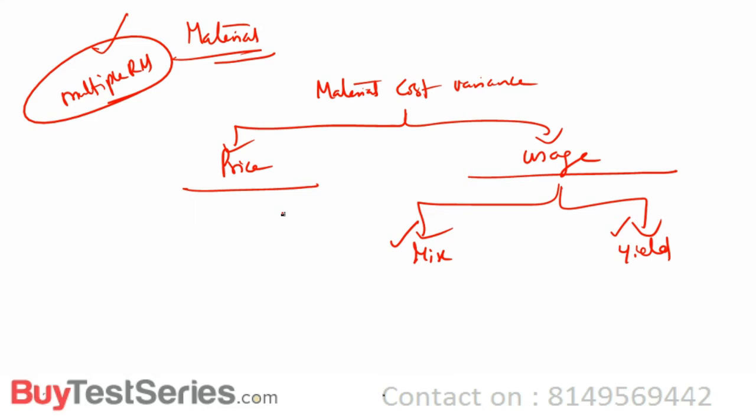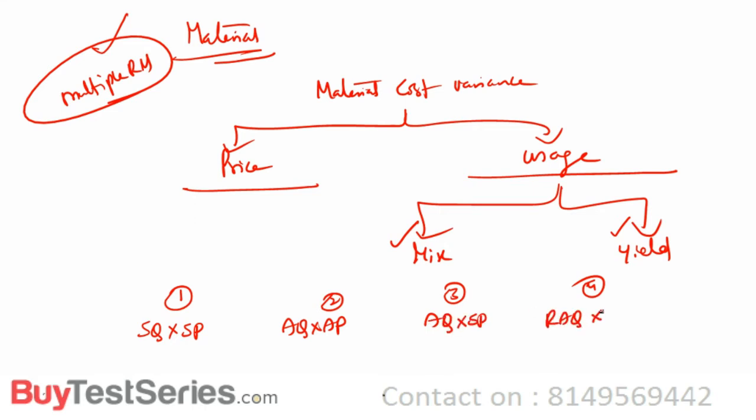Initially I'll go with the formula, so try to just look at the formula, then I'll go with the logics. Totally there are four formulas here. The first one will be SQ into SP, the second one will be AQ into AP, the third one will be AQ into SP, the fourth one will be RAQ into SP. Now let's try to understand each of these numbers.